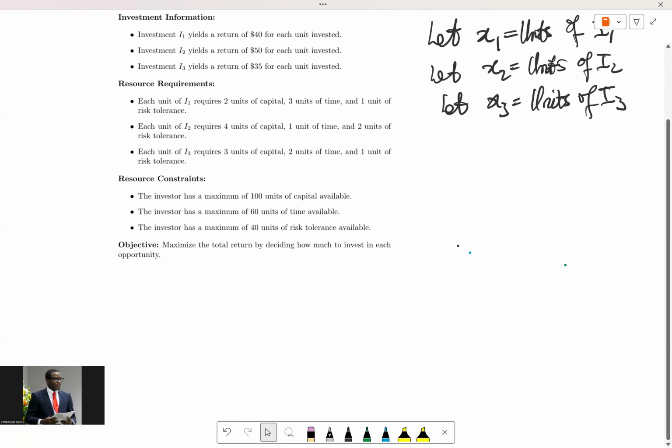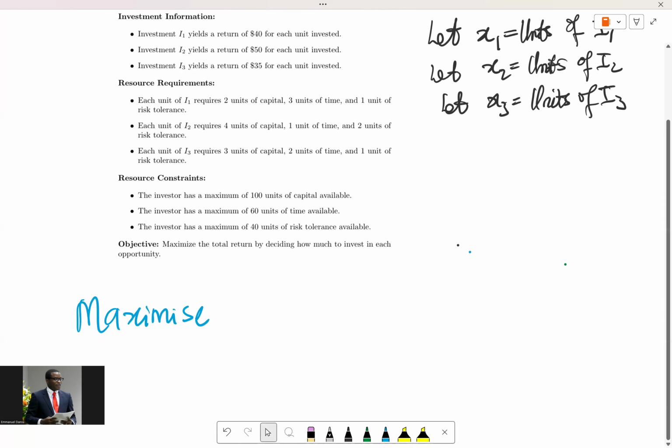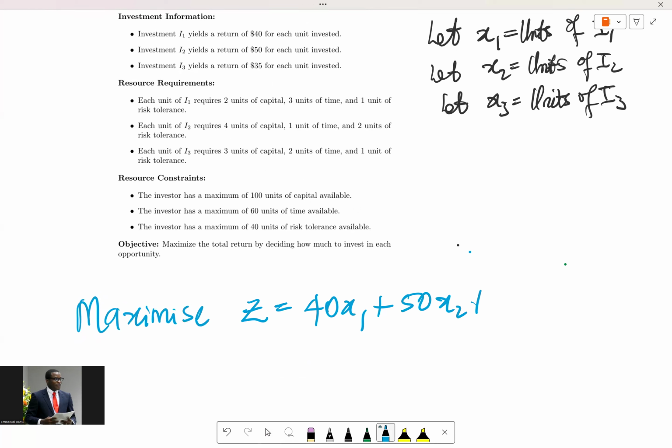It just shows that we need to maximize. That's the objective, to maximize the return. And for the return, we have $40 per unit invested in I1 and so on and so forth. So it means we have to maximize Z equals 40x1 plus 50x2 plus 35x3. That is the objective function.